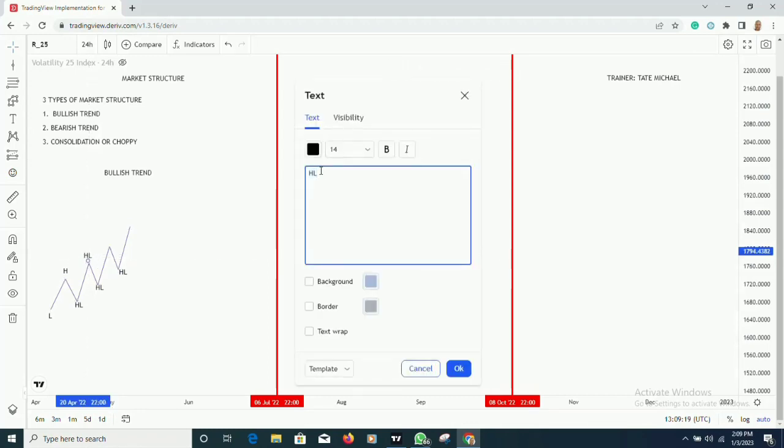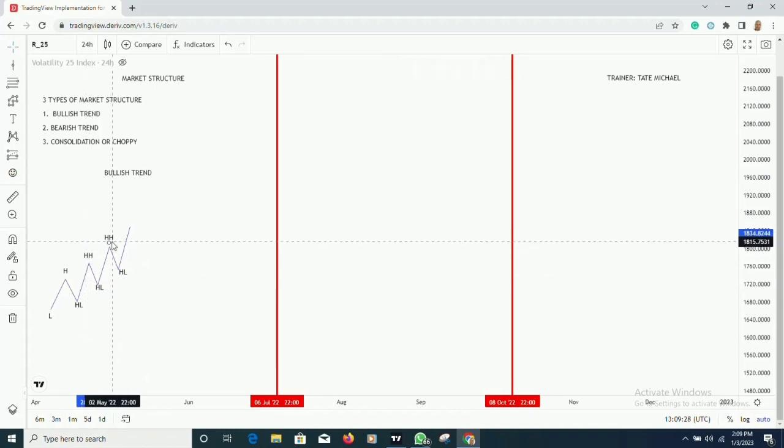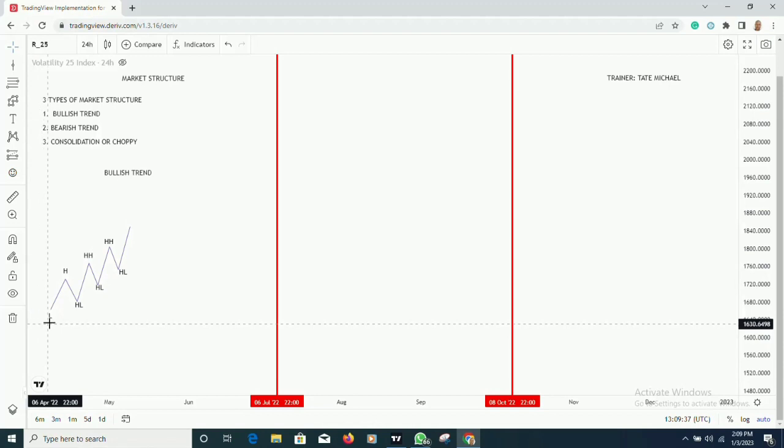So here is the higher high. Now, quickly, why is this place called a higher low? Why is this place called a higher high? Now basically look at this. This is a low, the low. This is the high. Let me bring it down a bit.